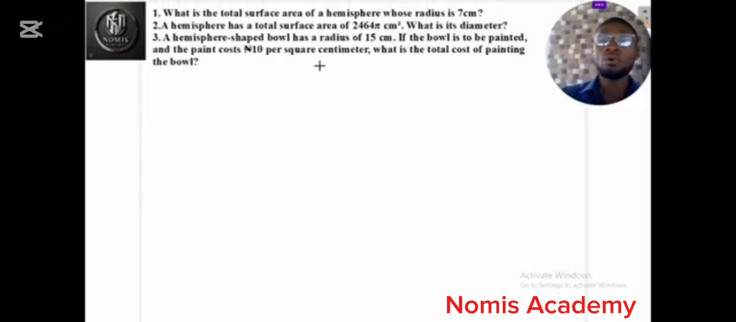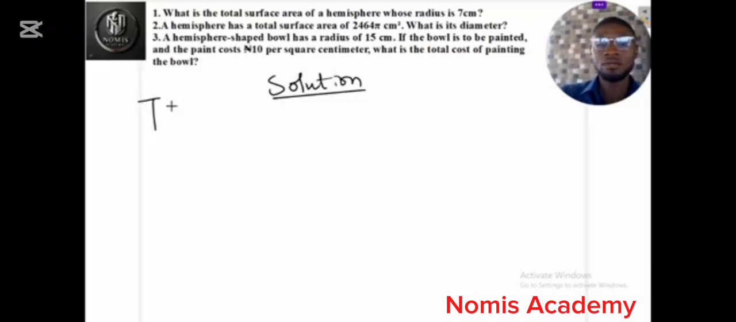So if this bowl that is hemisphere shaped has a radius of 15 centimeter and the bowl is to be painted, and the paint costs 10 naira, that is the amount of paint you are going to use for a square centimeter of that bowl is 10 naira. What will be the total cost of painting the entire bowl? And that is why you would need to know the total surface area of the bowl, which is hemisphere shaped. So this question suggests that we are dealing with a hemisphere. So let's go into the solution.